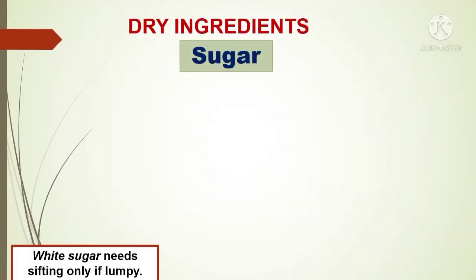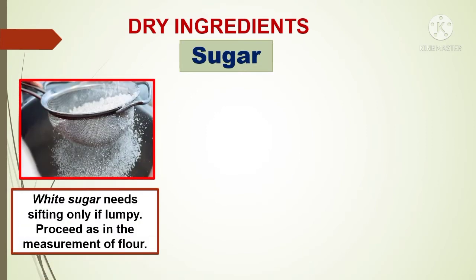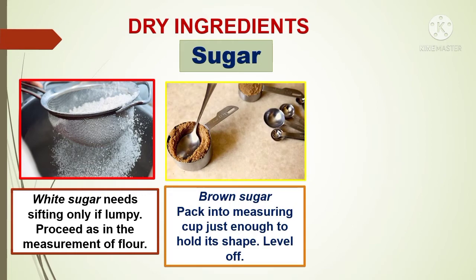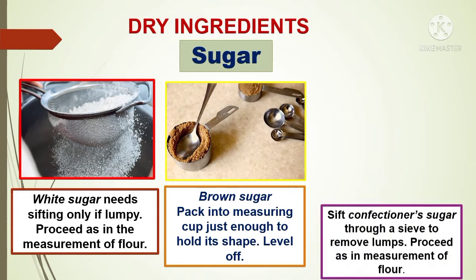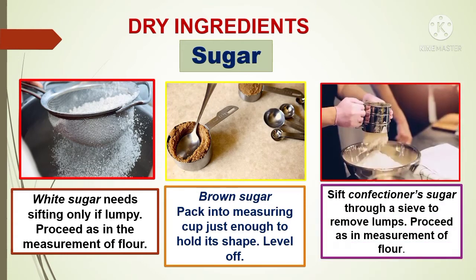Next dry ingredient is the sugar. White sugar needs sifting only if lumping. Then after that, proceed as in the measurement of flour as shown earlier. Next is the brown sugar. Brown sugar, if lumpy, press to crush the lumps. Pack into the measuring cup just enough to hold its shape. Then after that, level off. Then for confectioner's sugar, sieve it through a sieve to remove lumps. Proceed as in measurement of flour.